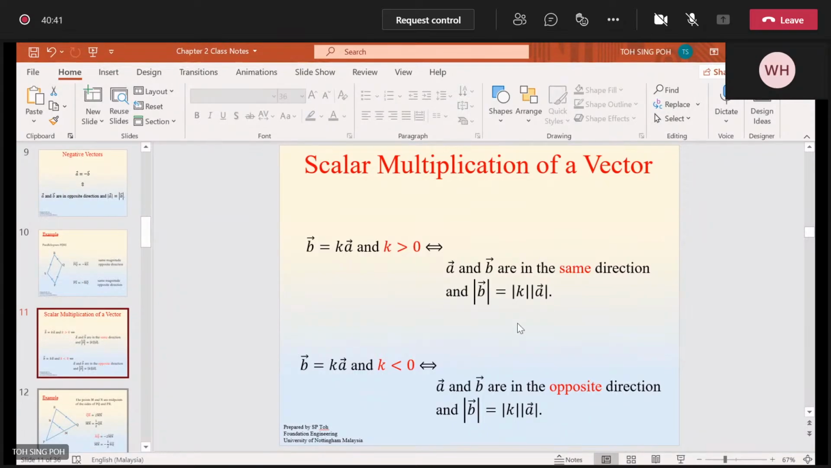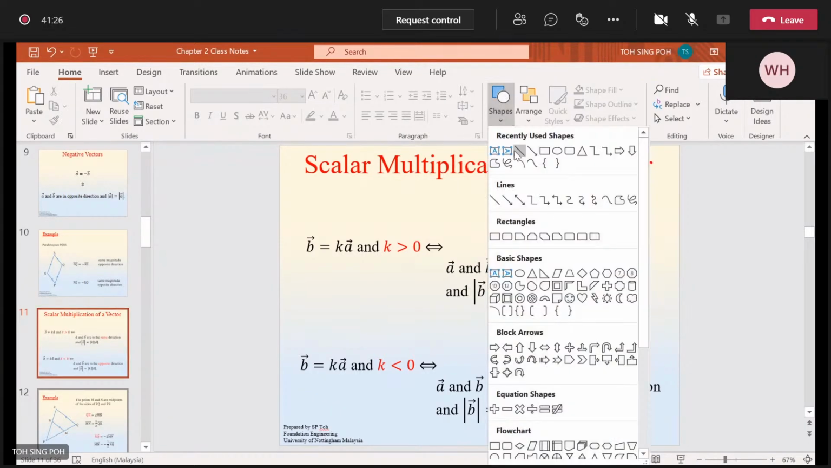What is the meaning of it? Let's say this is a vector A. You multiply it with a scalar K, without an arrow, meaning a scalar. You get another new vector, which is B. If this number K is larger than 0, what is the meaning of it? It means that vector A, when multiplied with K, points in the same direction, and the magnitude of B is equal to the magnitude of K multiplied with the magnitude of A.